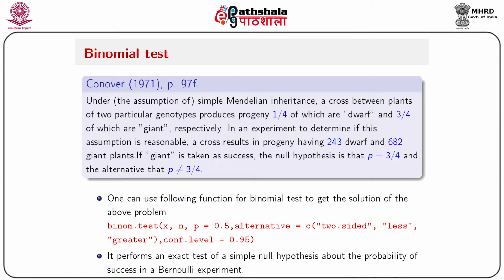Say binom.test, x, n, p equals 0.5, alternative is two-sided, less than or greater than, confidence level 0.95 by default. You can set your confidence level there. It performs an exact test of a simple null hypothesis about the probability of success in a binomial experiment.